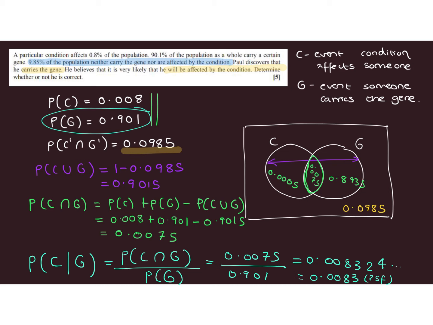This is a really small probability. So actually, he's not correct. It's very, very unlikely. So a small probability, so very unlikely for Paul to be affected. He is wrong, or he is incorrect. We must answer the question there and address that. So moving on to example number 3.